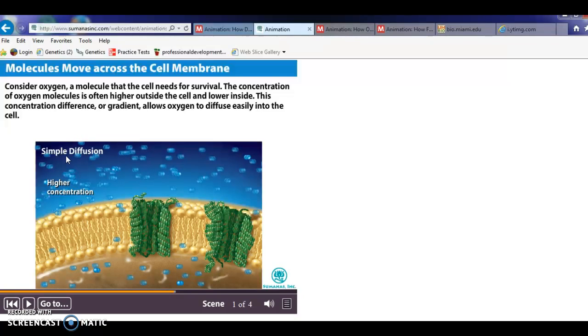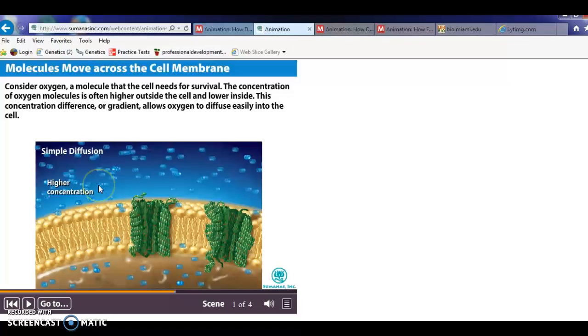So oxygen only has 2 atoms, O2. CO2 has 3 atoms. They're small enough to squeeze through these phospholipid bilayers. They have to be nonpolar. Polar molecules cannot get through. The polarity is kind of rejected by the interior of this membrane, so they are repelled by it. So something like water: water has 3 atoms, which is small, but water is polar, so therefore water can't get through.